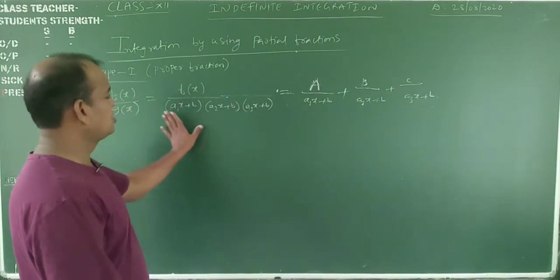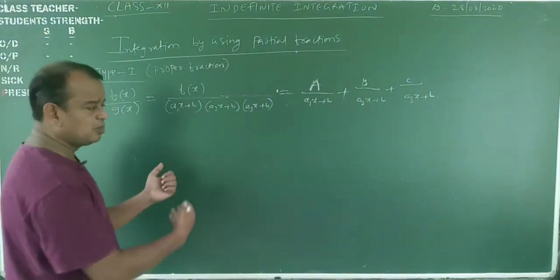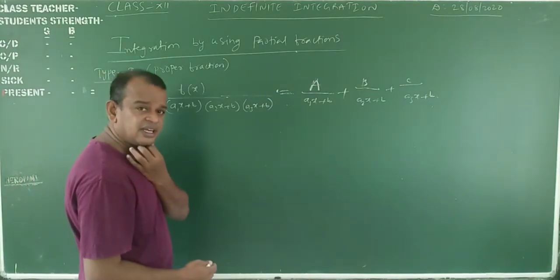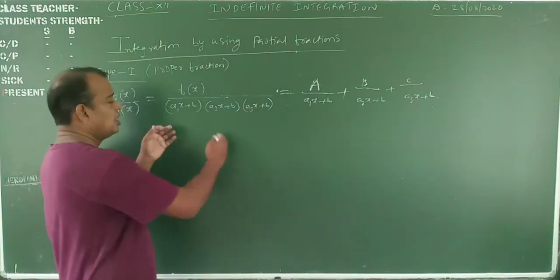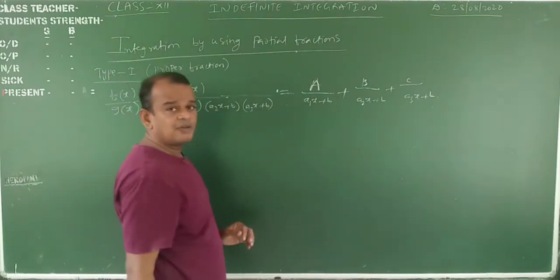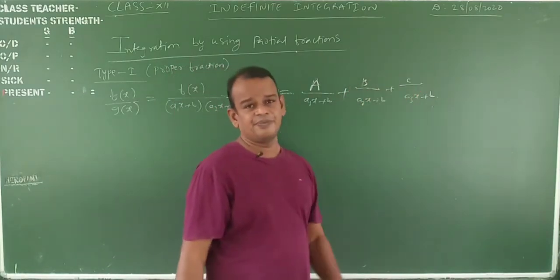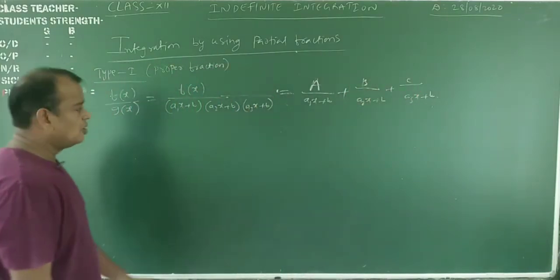Now, after that, take the LCM on both sides. Whenever you take the LCM on both sides, the denominator cancels. Our goal is to find the values of A, B, C.